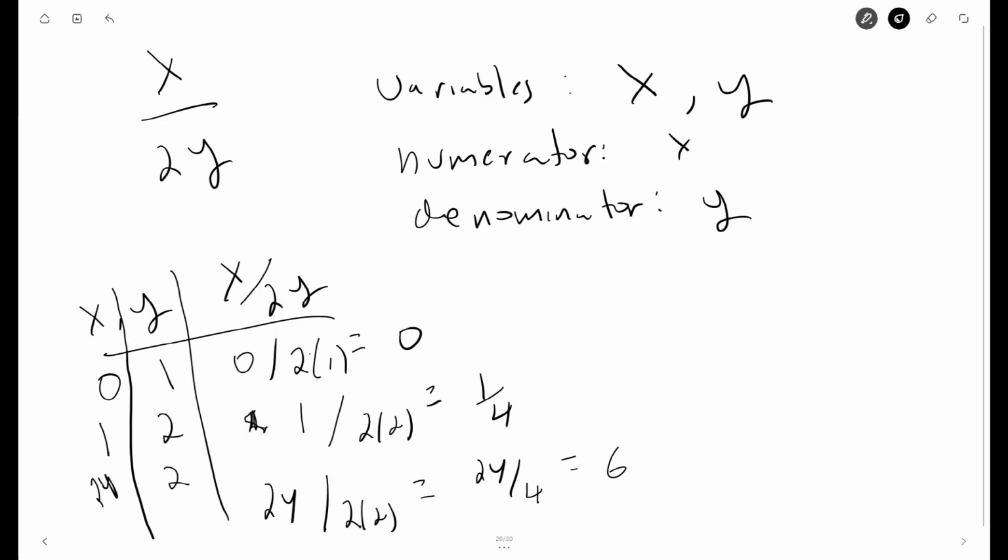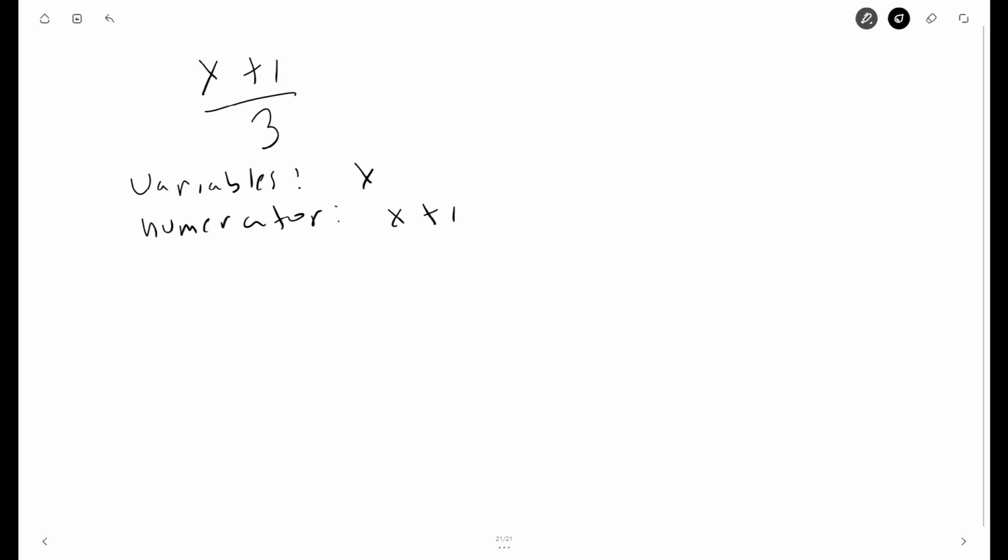Okay, let's do one more. It would be x plus 1 over 3. So the variable is x, the numerator is x plus 1, and the denominator is 3.